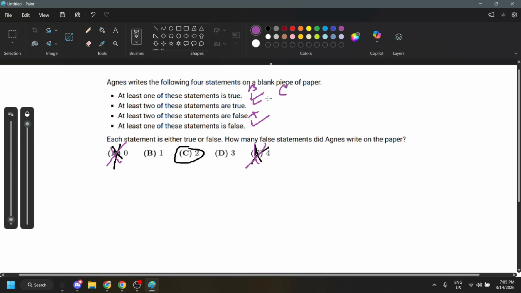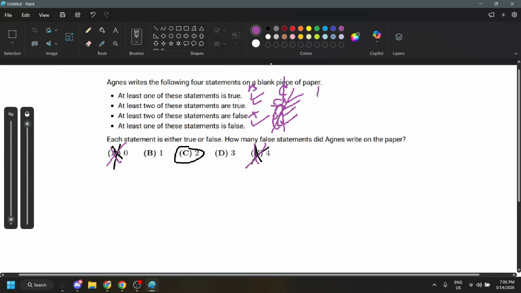Let's look at C. Okay, so if there are two false statements, then at least two of these statements are false. That'd be true. At least one of these statements is false. That'd be true. At least two of these statements are true. That'd also be true. And at least one of these statements is true. That'd also be true. This one is true because both of these are true. This one is true because all of these are true. So C cannot work because that would mean they'd all be true, but we have to have two false statements on C.